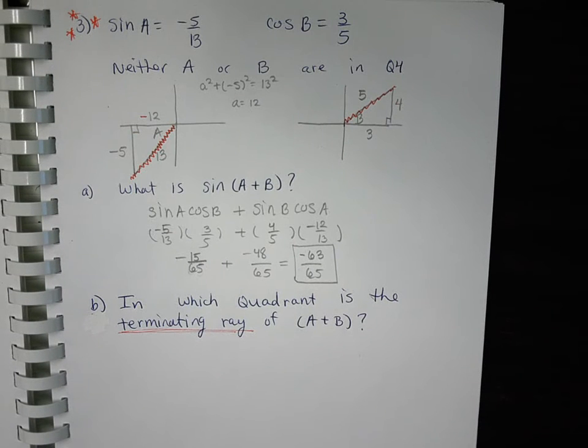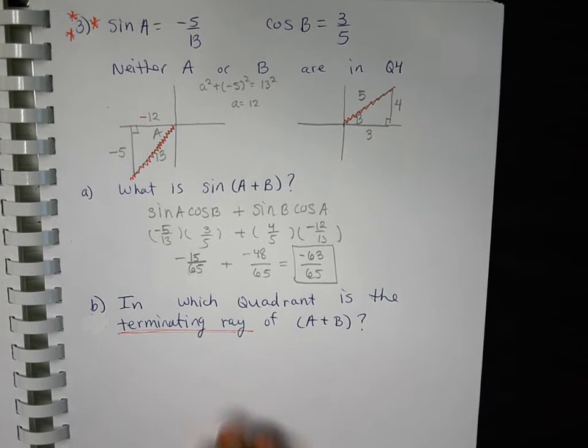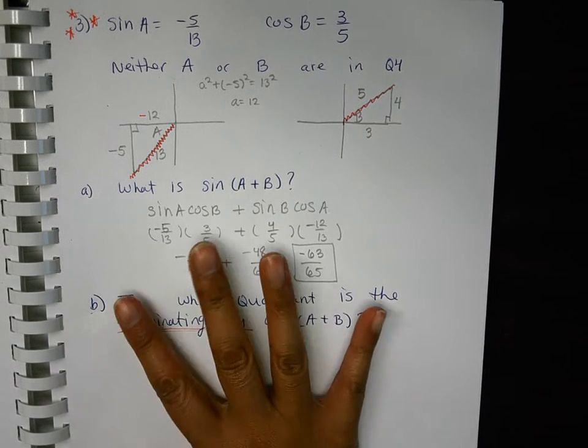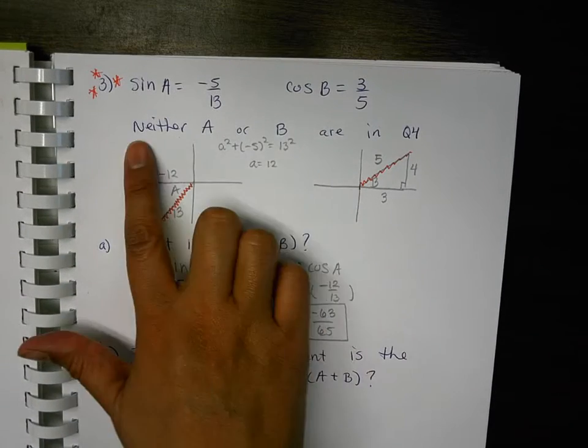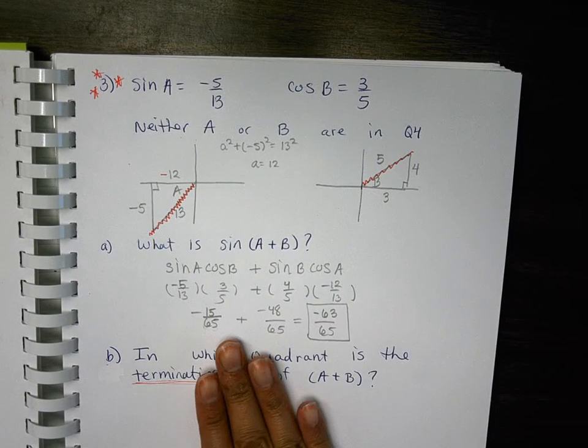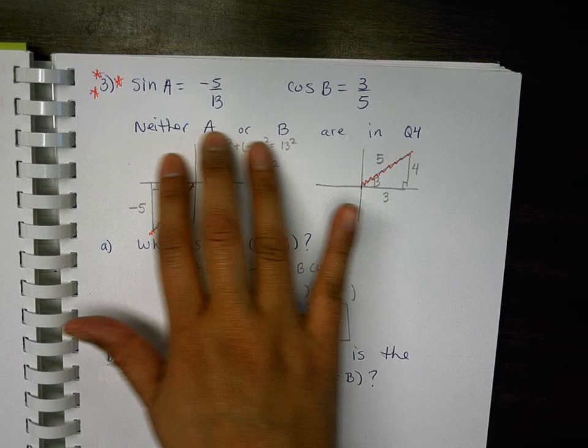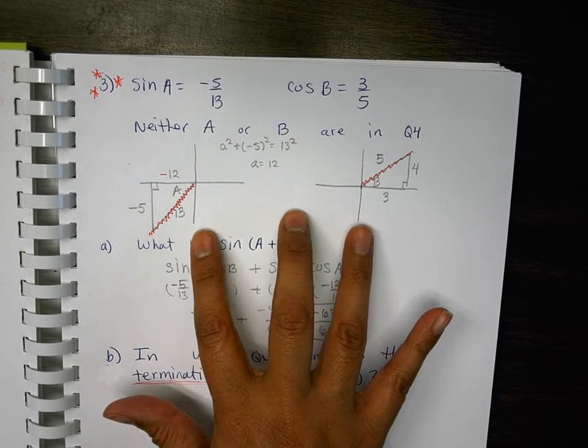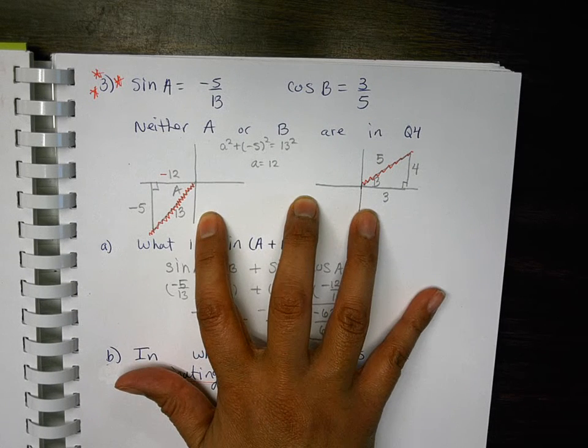But the issue is how to find it. So let's get there. Before we do, first off, you will be asked to explain. And I will tell you this: neither A or B or Q4 has anything to do with Part B at all. This was only to help us figure out where to draw the two triangles. It has nothing to do with Part B.